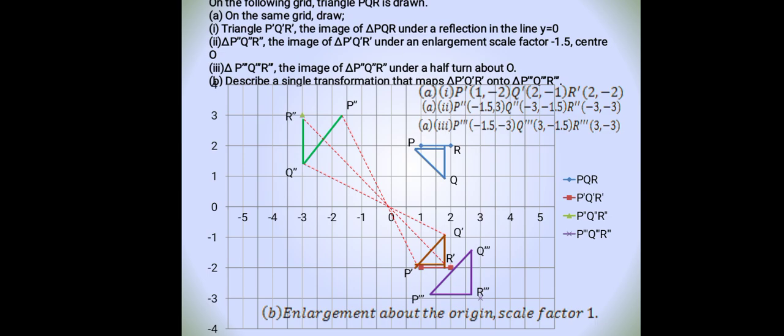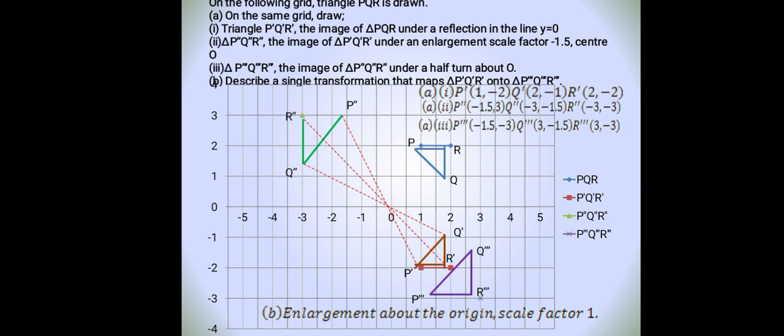On the following grid, triangle PQR is drawn. A. On the same grid, draw 1. triangle P'Q'R', the image of triangle PQR under a reflection in the line y equals 0. 2. Triangle P''Q''R'', the image of triangle P'Q'R' under an enlargement scale factor negative 1.5, center the origin. 3. Triangle P'''Q'''R''', the image of triangle... Sorry for that, I've repeated 3.